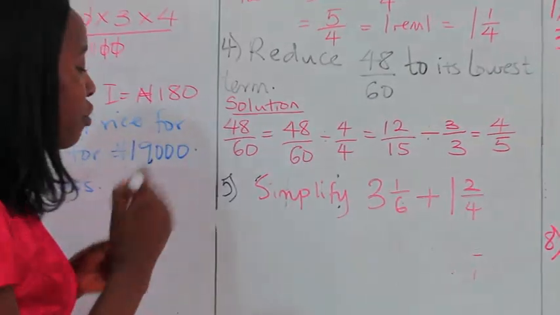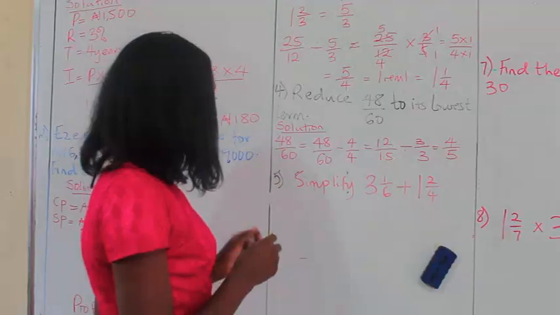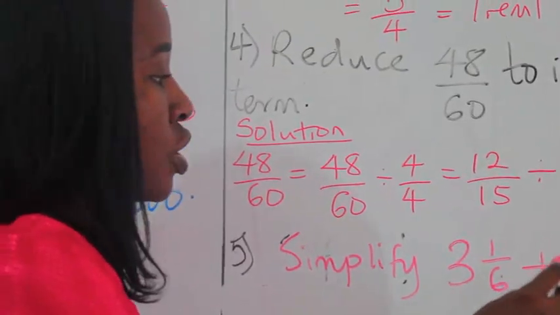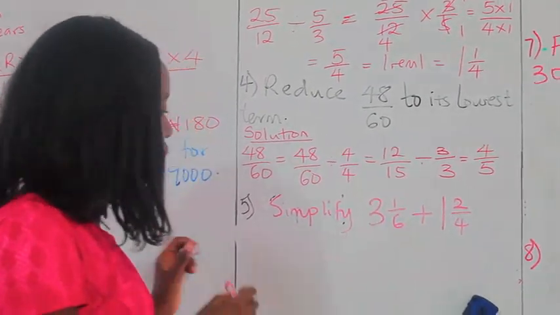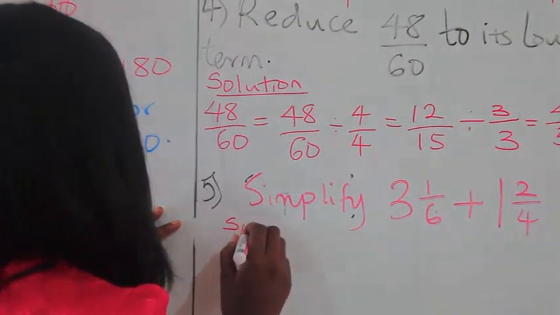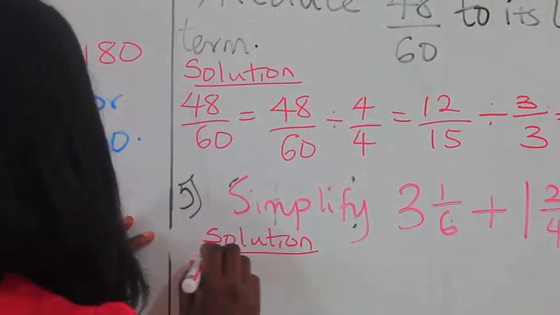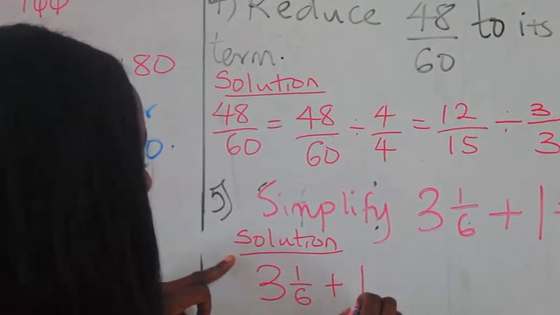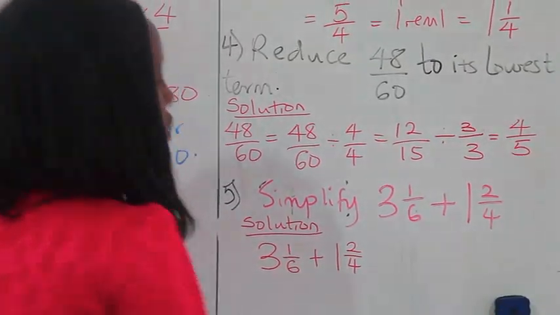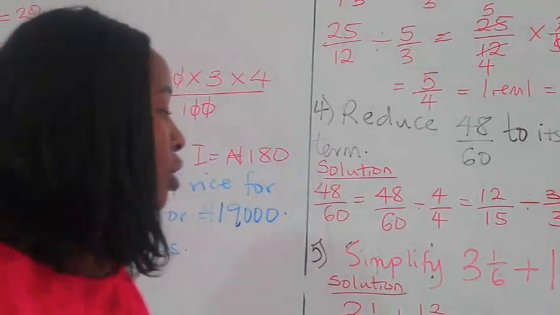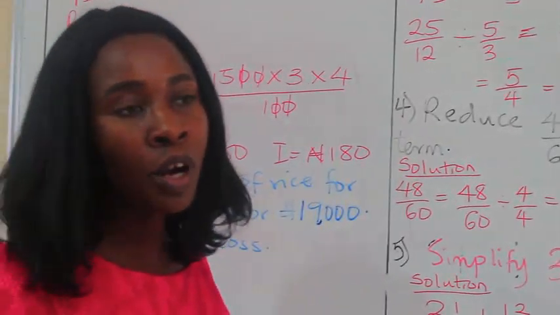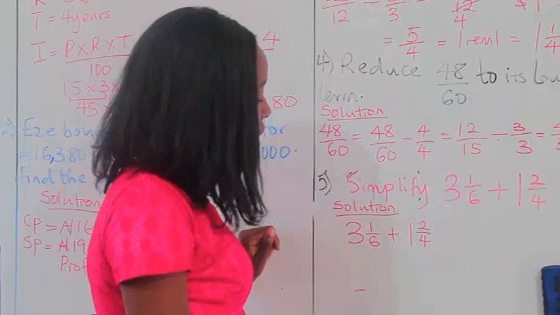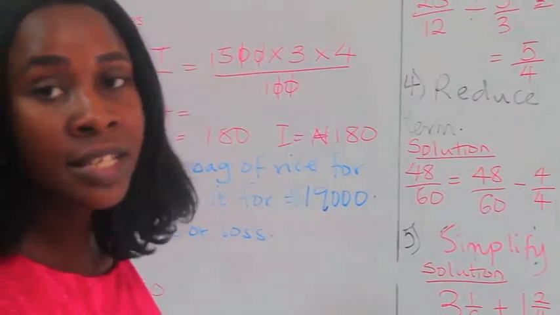Alright. The number 5 question says simplify 3 whole number 1 over 6 plus 1 whole number 2 over 4. The first step to adding fractions is to find the LCM of the denominators. We have to find the LCM of the denominators, and the denominators we have here are 6 and 4.